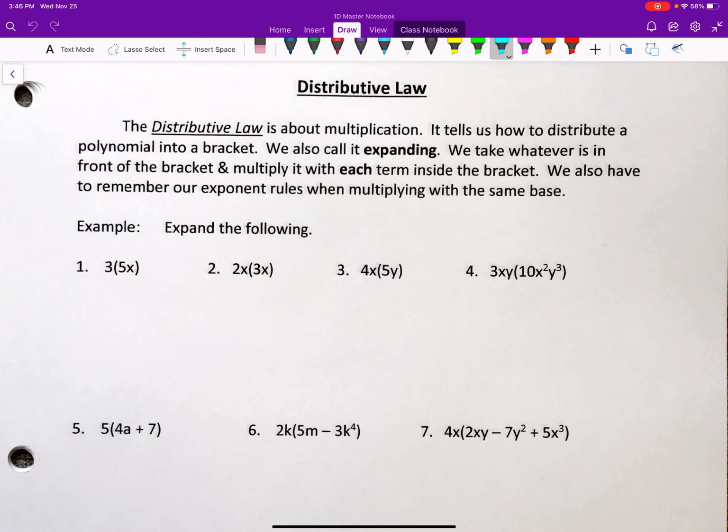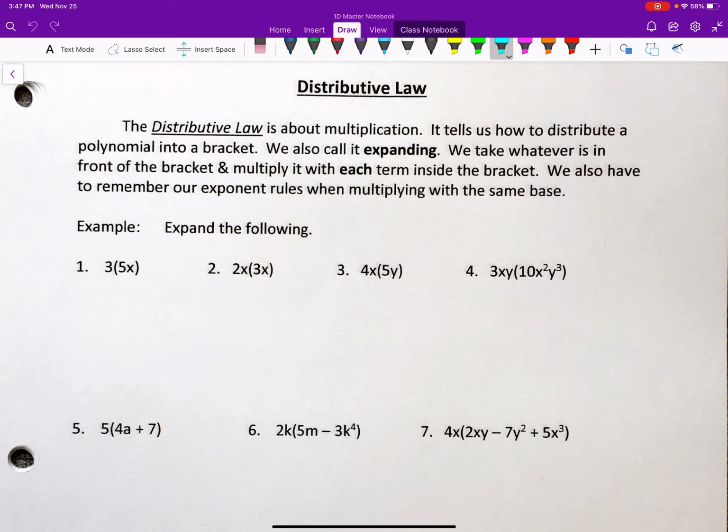This is a short lesson on a topic that we're going to then take and use to help us work with polynomials. So it's called the distributive law, and as it says, it's about multiplication. It's strictly about multiplication, no addition, subtraction, division. All it is is a way of thinking about multiplication.